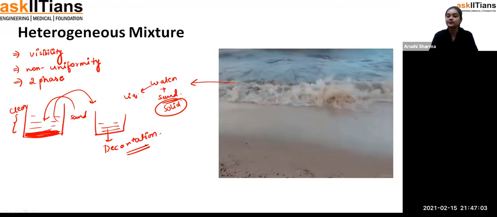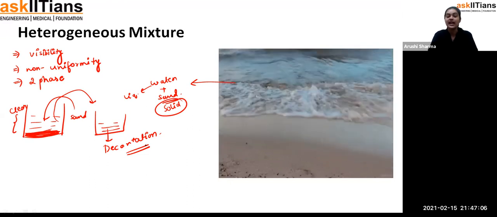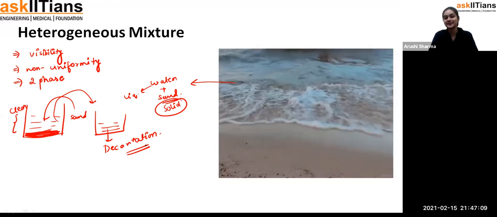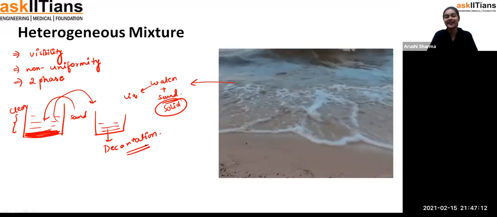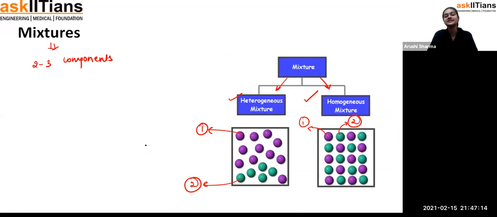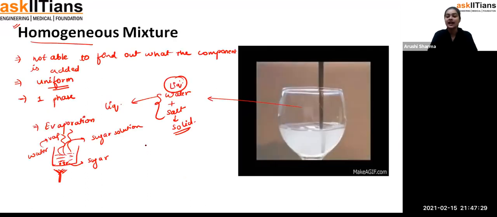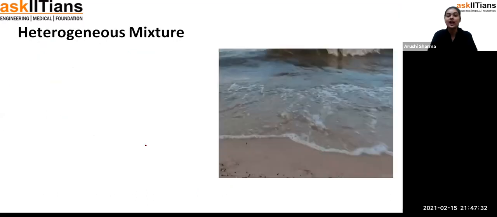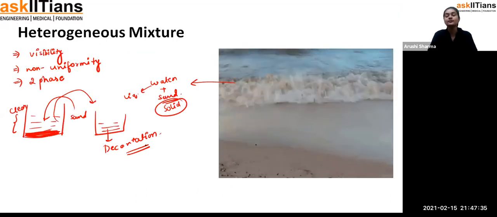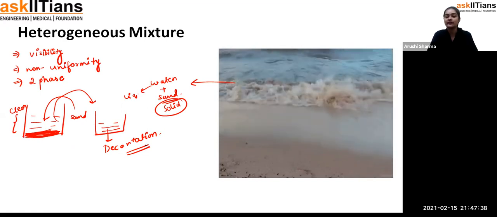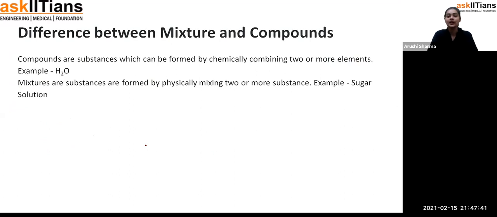That means we get two types of mixture, and both are separable in nature. Maybe, students, you will have some other examples also, so don't worry, you can take them as well. So these are mixtures. That means we have two or three components mixed together, and we can separate them chemically and physically as well. There are two categories: heterogeneous mixture and homogeneous mixture. For the homogeneous, we have uniformity and one phase. For heterogeneous, two phases are there, or more than that, depending upon the components you have added into it. Fine. Now we'll see the difference between mixture and compound.